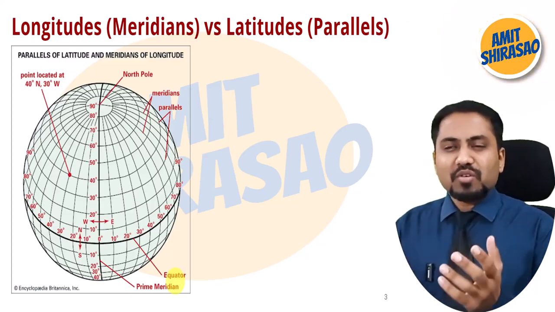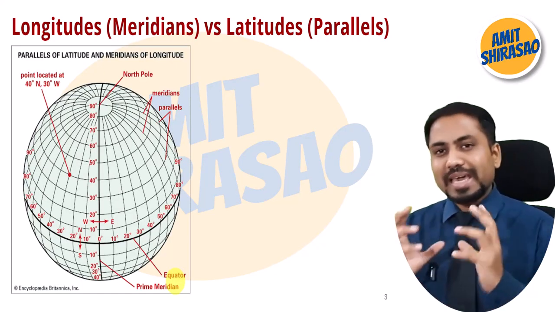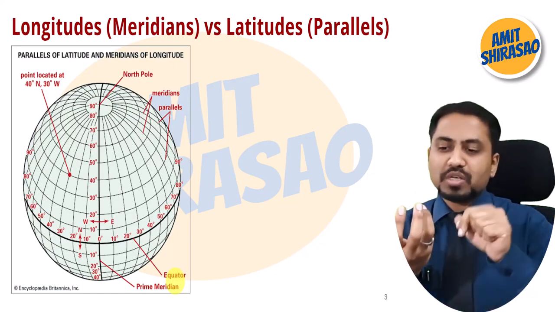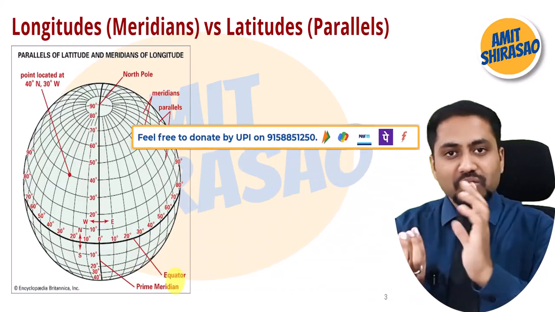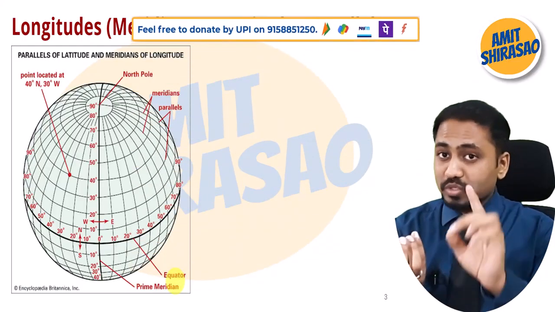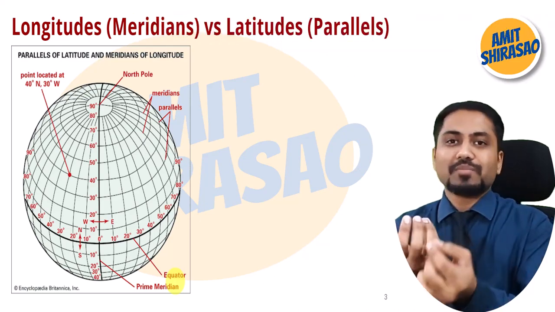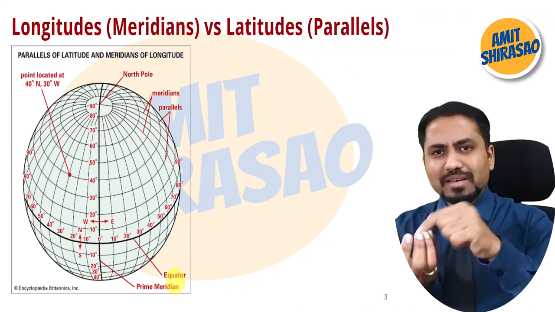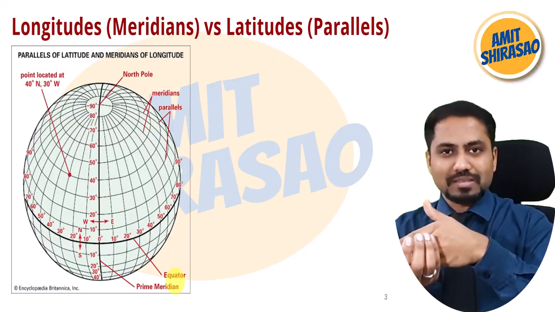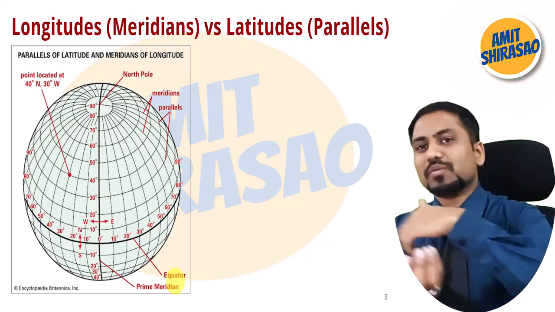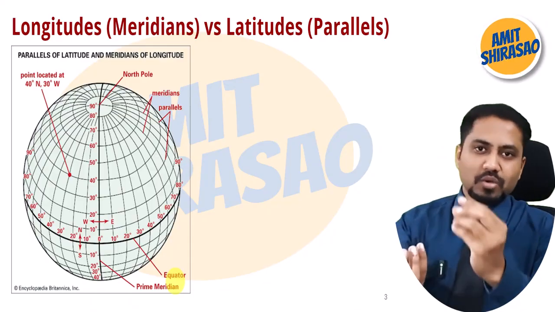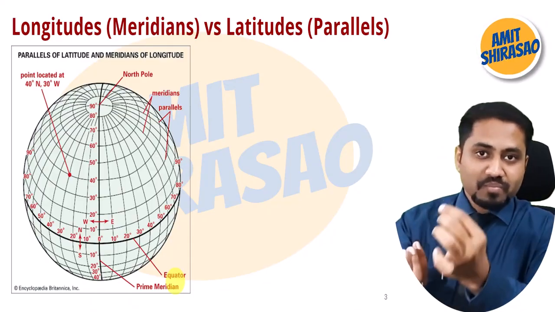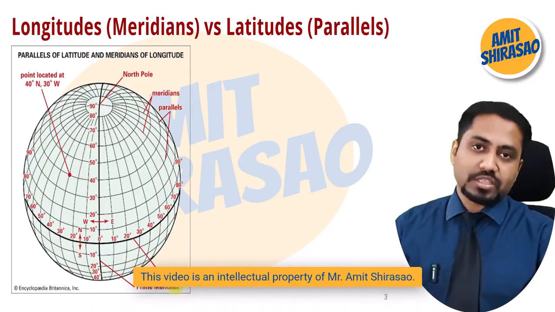So the concept of latitudes and longitudes came just because we wanted to pinpoint any spot on the surface of the earth. Mind you, surface of the earth. We are not talking about some point below the crust of the earth. We are not talking about that. We are only talking about the surface. So if you want to locate any point on the surface of the earth, then we use latitudes and longitudes.